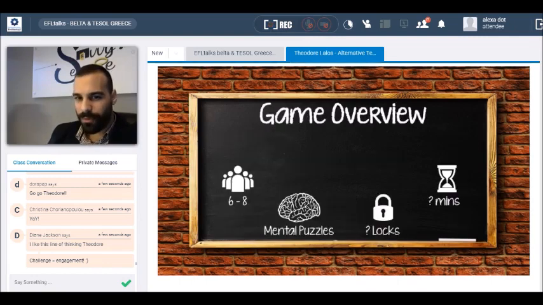There's a simple game overview. If you've got a large scale classroom, you need to set your learners into groups of 6 to 8 students. And if you've got a smaller scale class, then getting them into pairs seems to be working fine. Right after that, you need to inform them whether you want to challenge their cognitive capacity or their physical capacity if you're teaching PE lessons, or both.